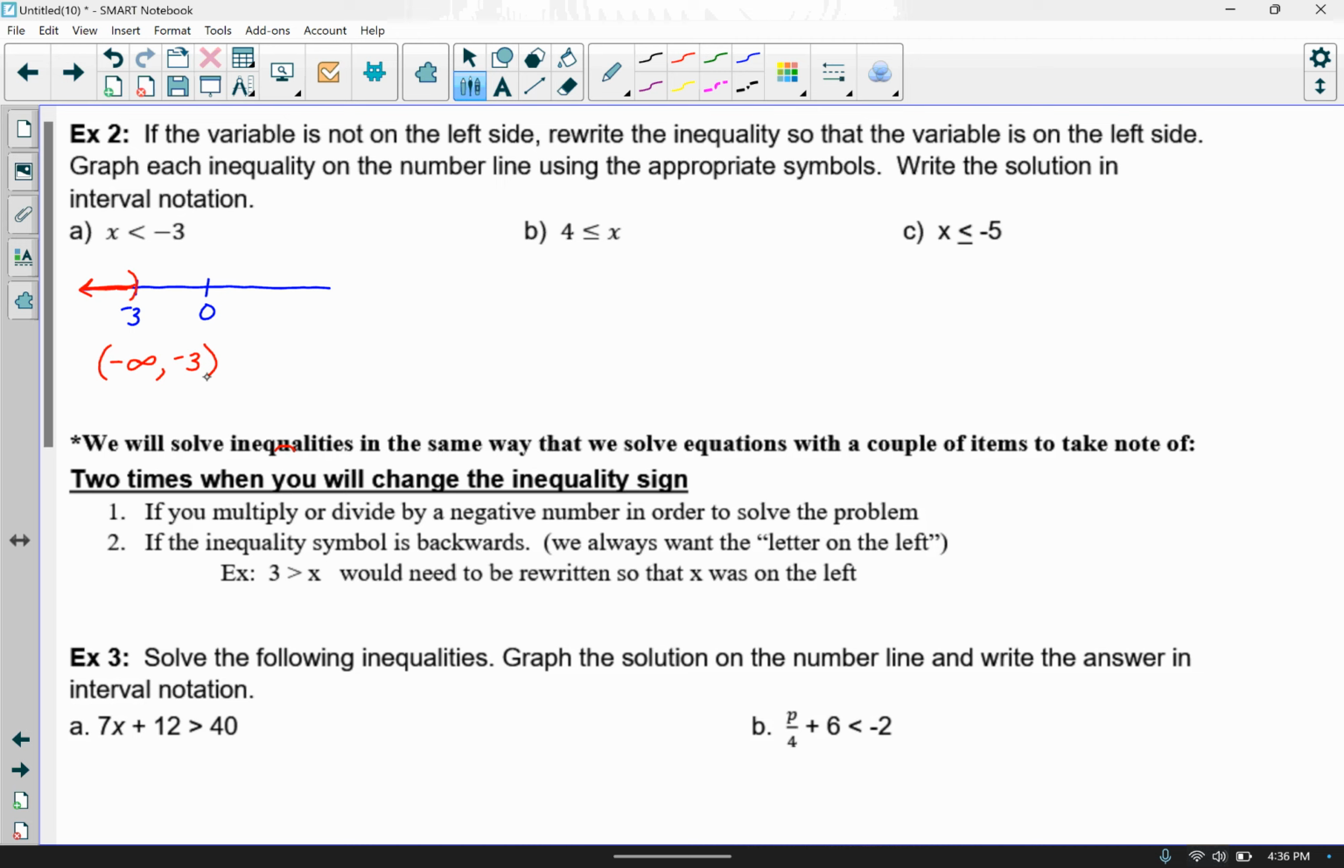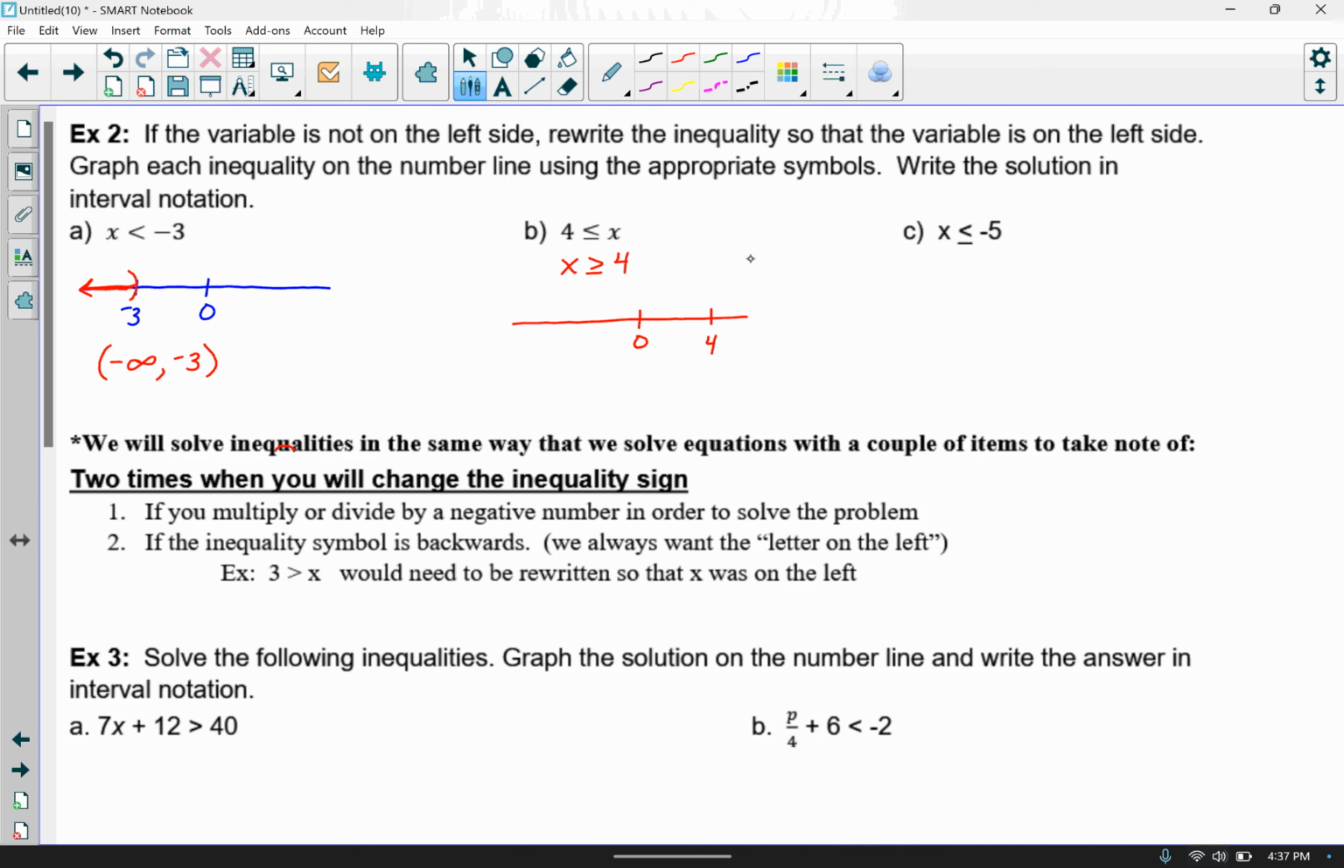In letter B here, my letter is not on the left, so I'm going to rewrite it so that my letter is on the left. Here, the inequality sign is eating the x. When I rewrite it, it still needs to be eating the x. Okay, so that's what I mean by flipping the inequality sign. All right, so now I'm ready to draw my number line. I always put 0 in the center, so 4 is positive, so it's going to be on the right-hand side.